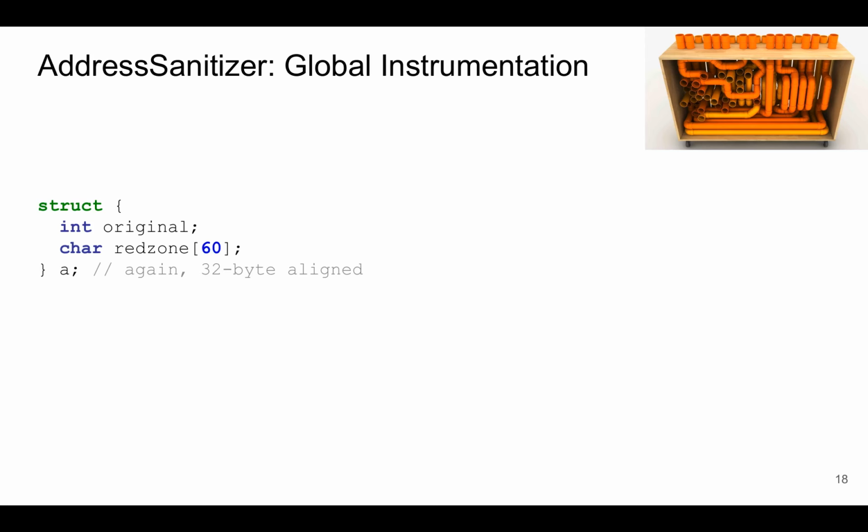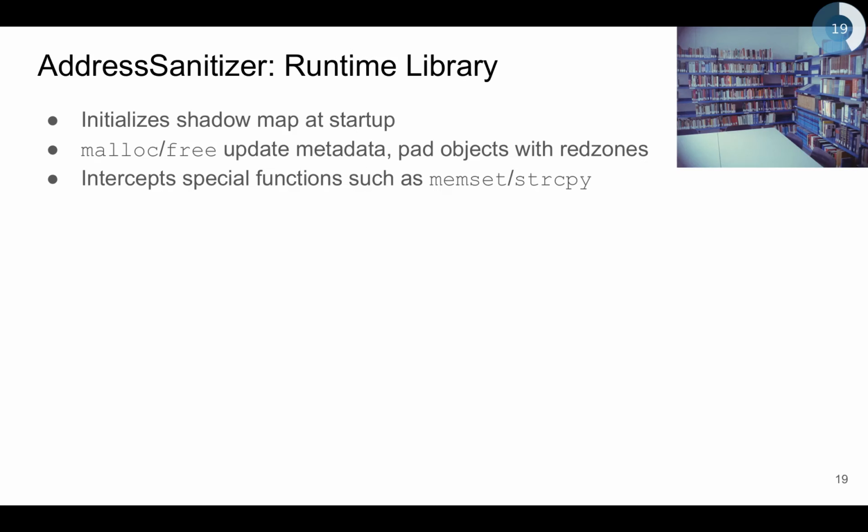Good. The runtime library initializes the shadow map, at least the base structures, at startup, and then malloc and free update the metadata as well and pad the object with the corresponding red zones. In addition, the runtime library intercepts special functions such as memset and string copy and so on to make sure that we can actually detect those.